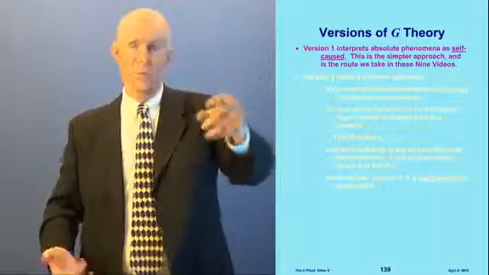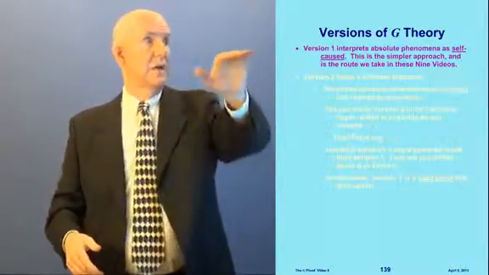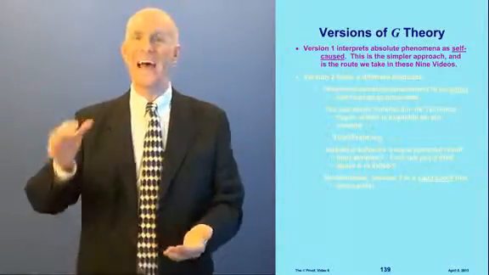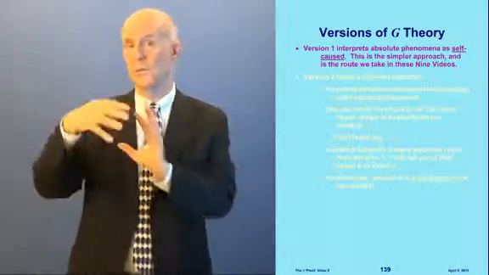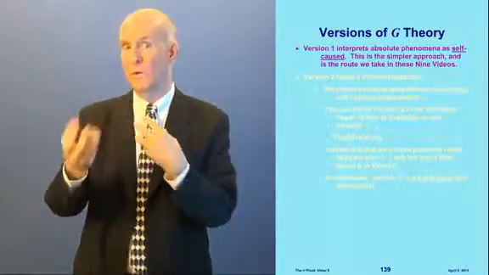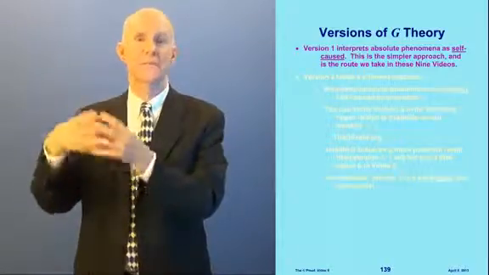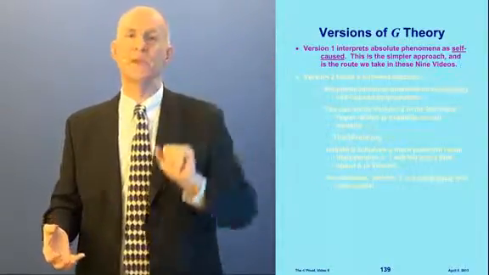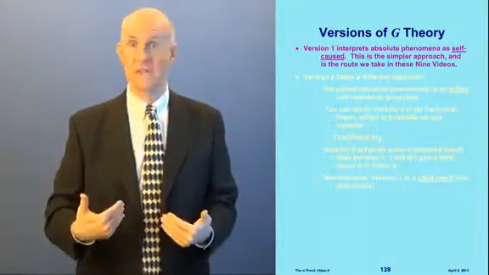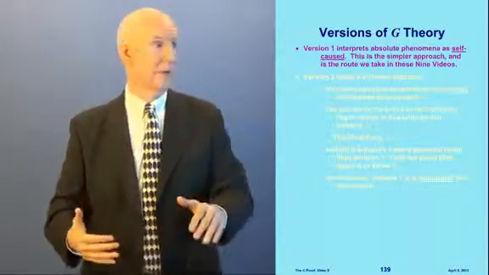In version 1, which is what we're doing in these videos, we interpret absolute phenomenon as self-caused. We make the choice that we're going to say, okay, I don't really know which way it is, but we're going to interpret it as being self-caused. And now this is a simpler approach. That's why we're doing it in these videos. The mathematics is a little simpler this way.